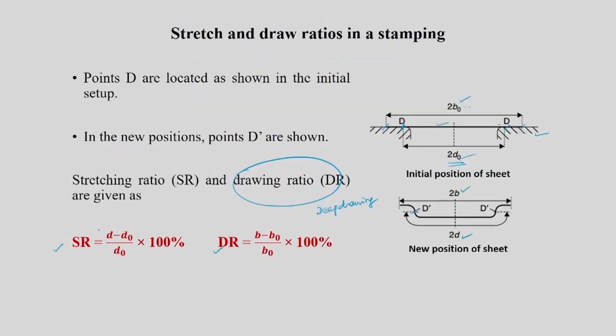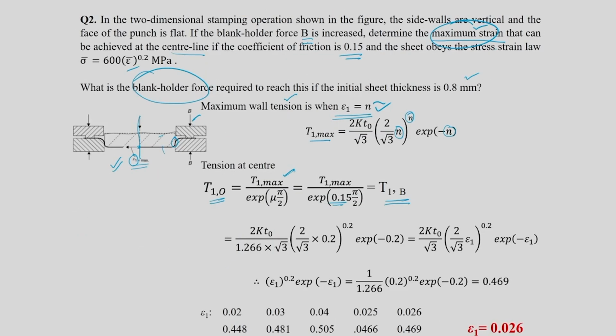So we are going to pick up this particular relationship, saying that T1 naught is nothing but T1 max divided by exponential 0.15 into pi by 2. That will be equal to your T1b, but T1b is actually a general case. Epsilon 1 is not equal to n there. T1b is a general case, so you will keep this original form of the equation as it is. That's what we are going to do.